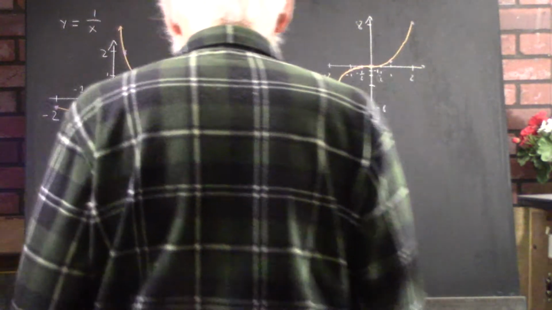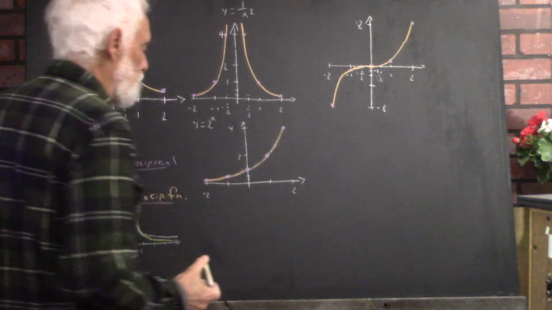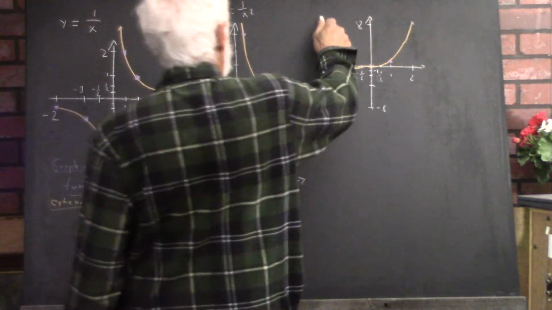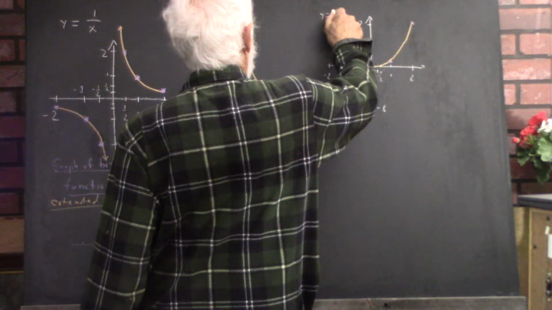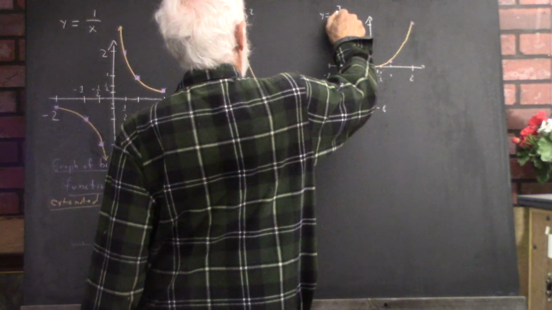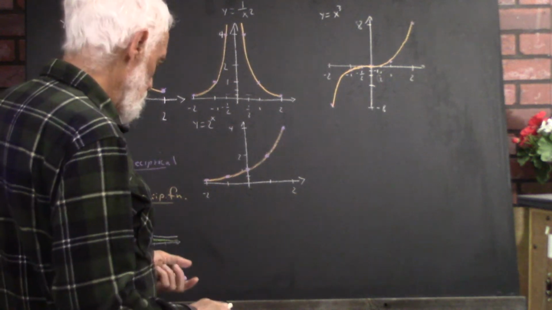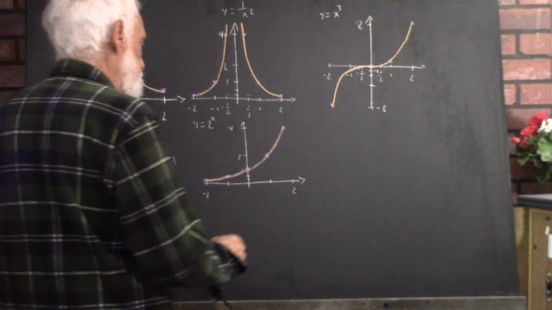Okay, I'm going to talk about estimates. So let's estimate the value of the y equals 2 to the x function. I should have labeled this. Value of y equals 2 to the x function when x equals 1/2.